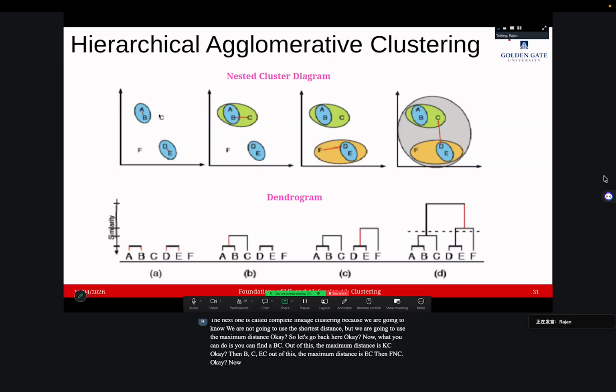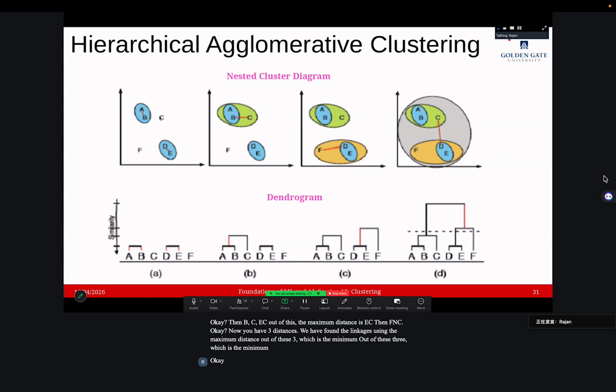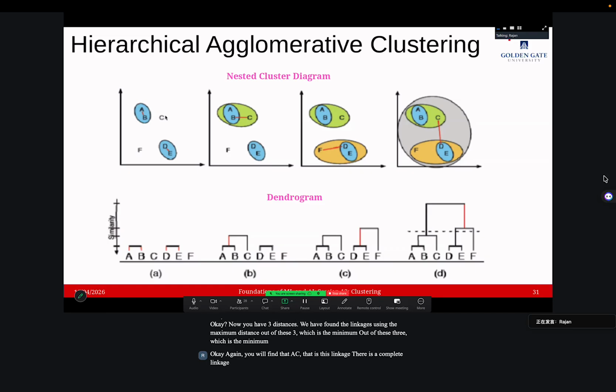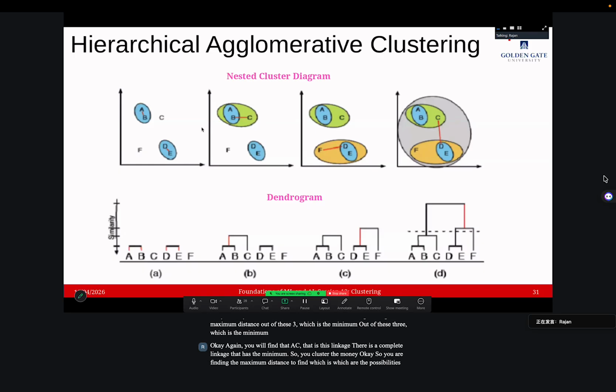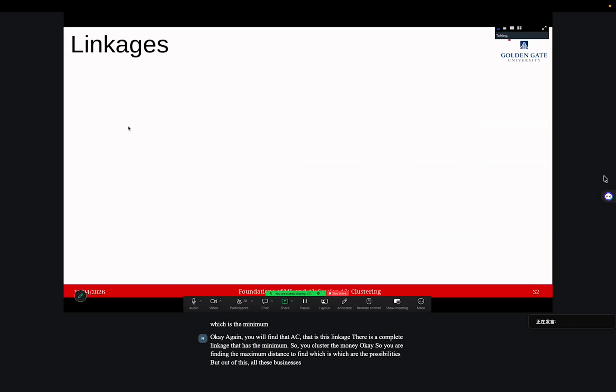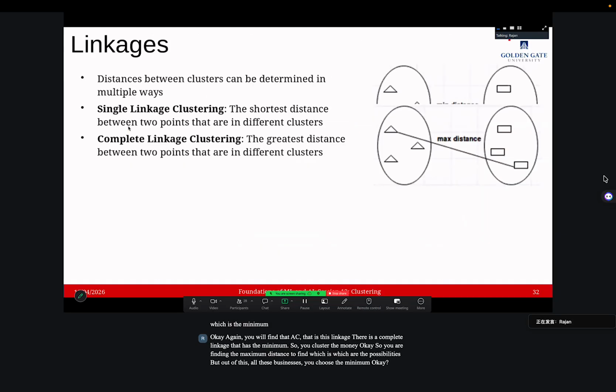Now you have three distances. We have found the linkages using the maximum distance. Out of these three, which is the minimum? Again, you would find that AC, that is the complete linkage, has the minimum. So you cluster them. You are finding the maximum distance to find the possibilities, but out of all these distances, you choose the minimum. That is called complete linkage clustering.